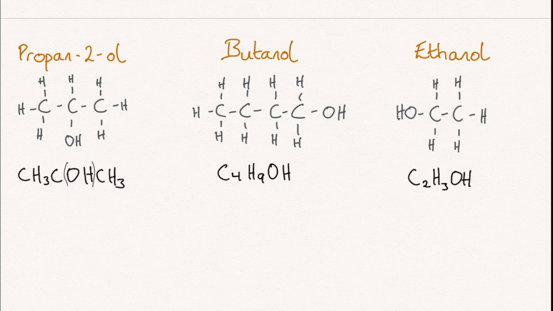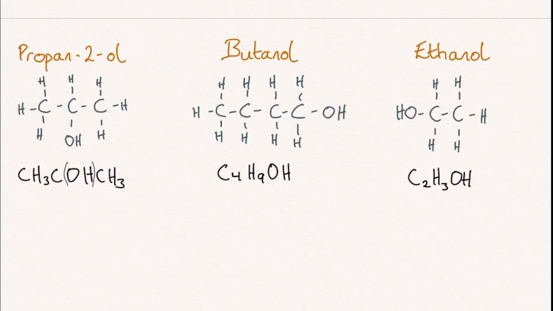The number inserted before the ol can also be placed on the outside of the compound. For instance, 2-propanol is the same as propan-2-ol. I prefer to use the propan-2-ol naming system, and therefore I will use this for the remainder of the questions. If there is no number present, then the OH group is attached to the carbon at the end. For example, butanol features the OH group on the first or the last carbon.